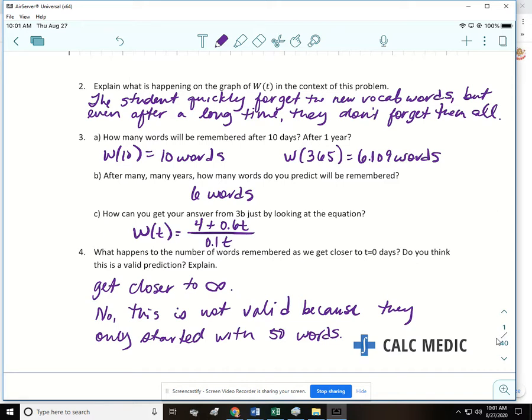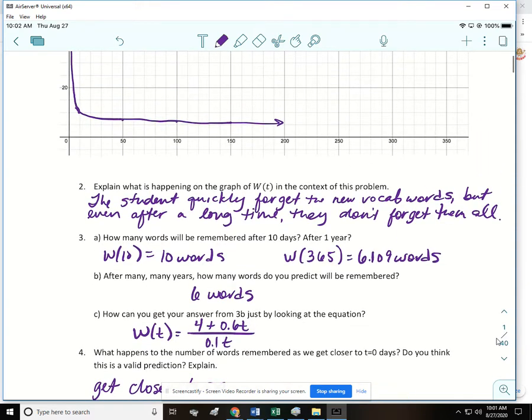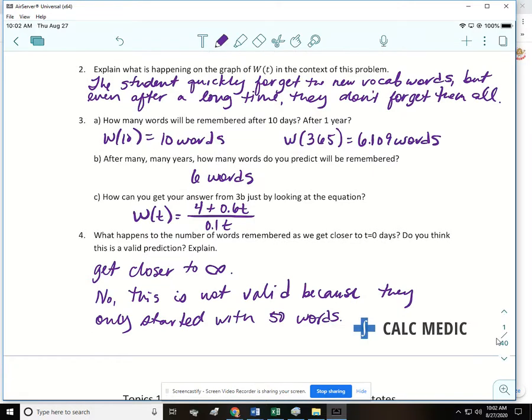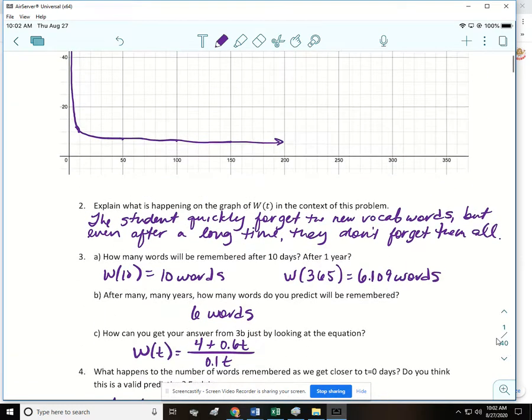Okay, so after 10 days, there were 10 words the students remembered. After a year, a little more than 6. So you can use that information and then the graph to kind of see that the number of words that they remember levels off at 6. And if you remember from pre-calculus, that is a horizontal asymptote.